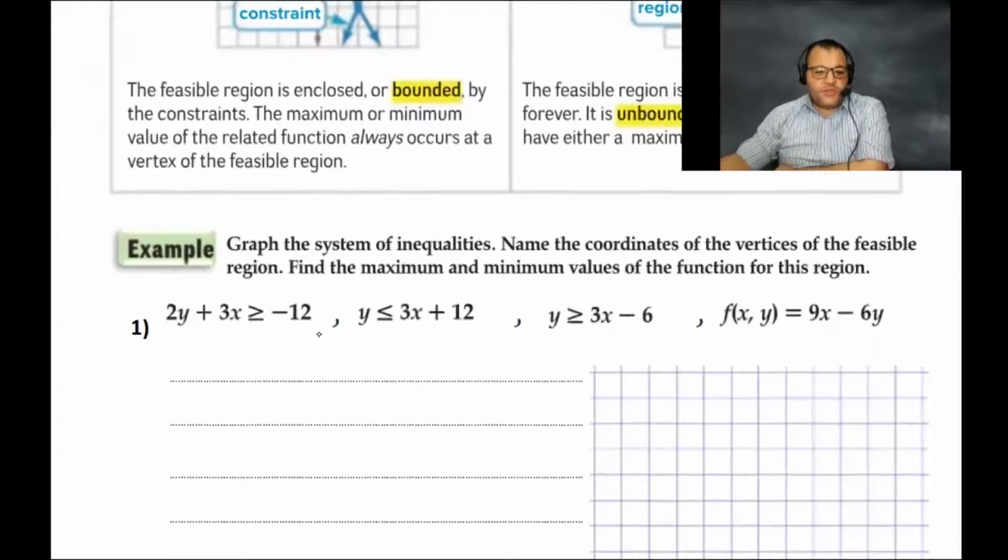So for the first question, we need to graph the system of inequalities, and then we need to name the coordinates of the vertices. Then we need to find the maximum and the minimum. That is the new part. We know how we can graph the system of inequalities. Any problem with graphing the system? No, sir. No problem. Okay.